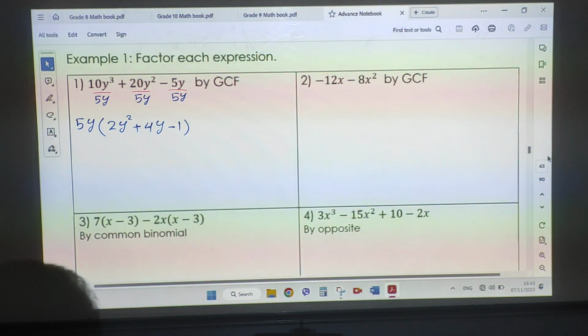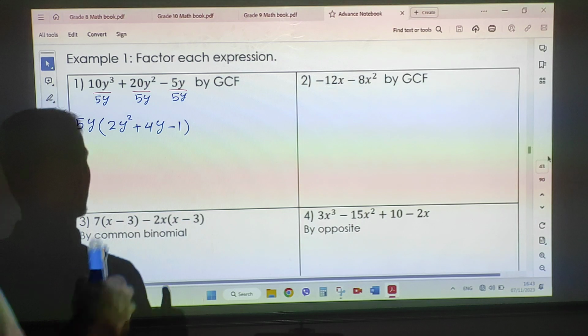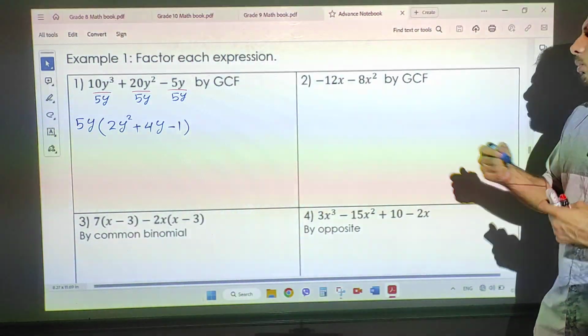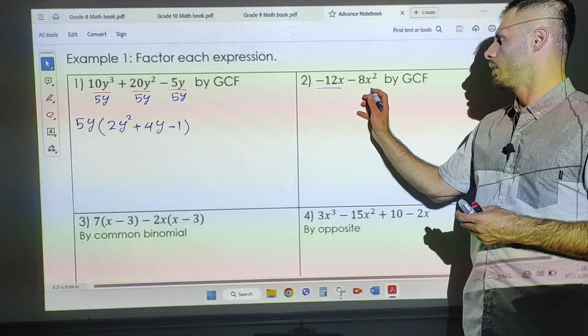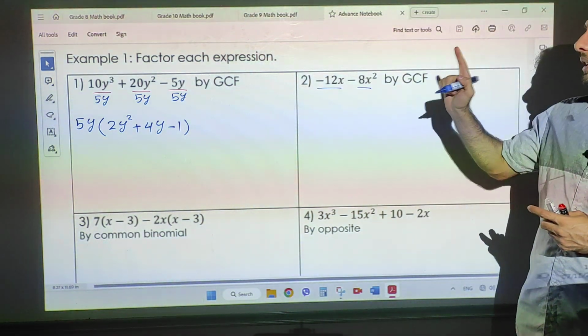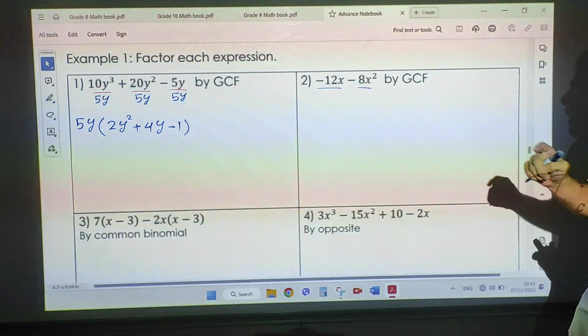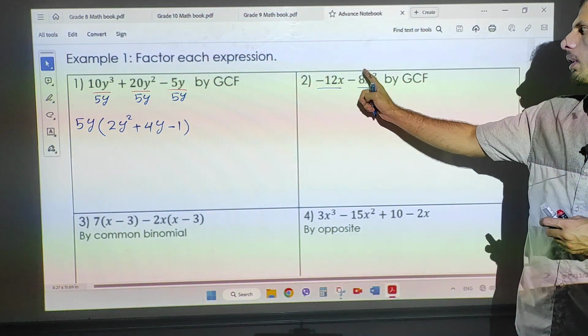Then for the next question, we have question 2: negative 12x minus 8x power 2. How many terms do we have? 1, 2. For the numbers, the greatest number that both of them can be divided by is 4.